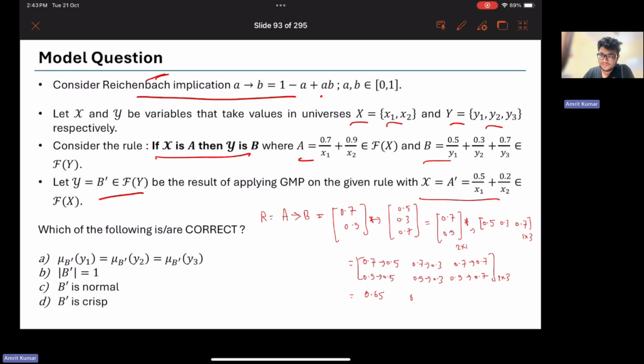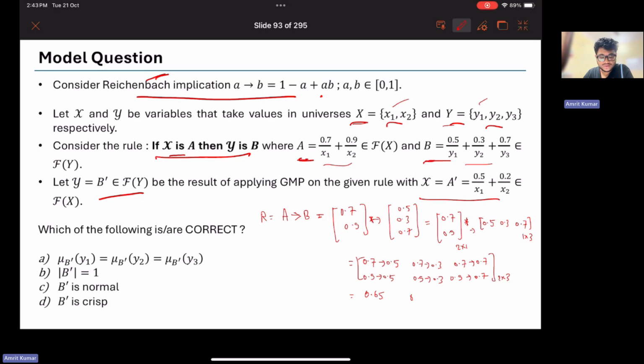Okay, so let us continue with this question. We have a fuzzy if-then rule: if x is A, then y is B, where variables x and y take values in universes X and Y respectively. Universe X has two elements, universe Y has three elements, and the fuzzy set A is defined like this, and fuzzy set B is defined like this.